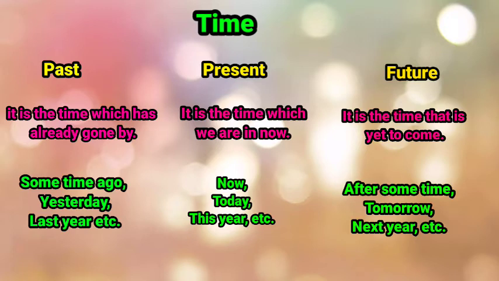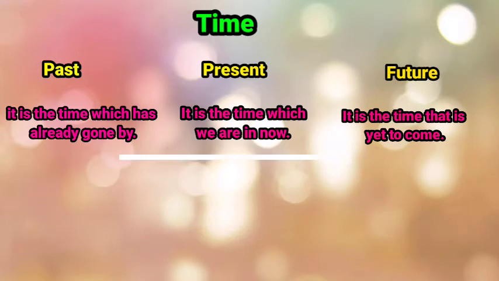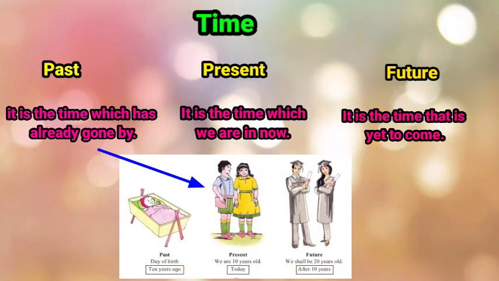The time in the past we generally describe by the terms some time ago, yesterday, last year and so on. The time in the present we generally describe by the terms now, today, this year and so on. Similarly, the time in the future we describe by the terms after some time, tomorrow, next year and so on. For example, if you are 10 years old, then 10 years from now, in the future, you will be 20 years old. So children, in this manner we divide time into these three parts: past, present and future for our convenience.